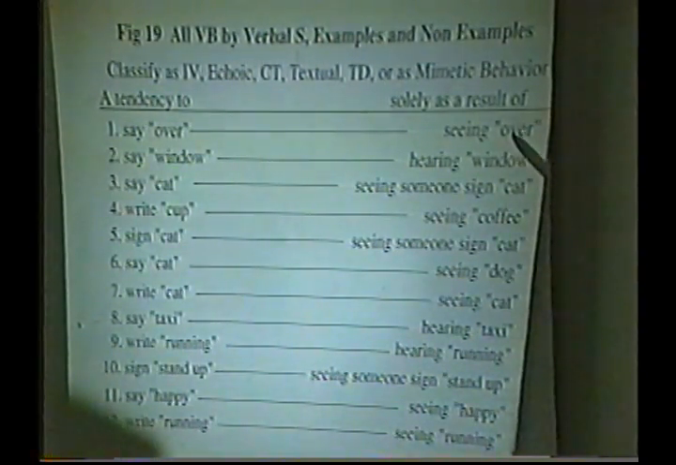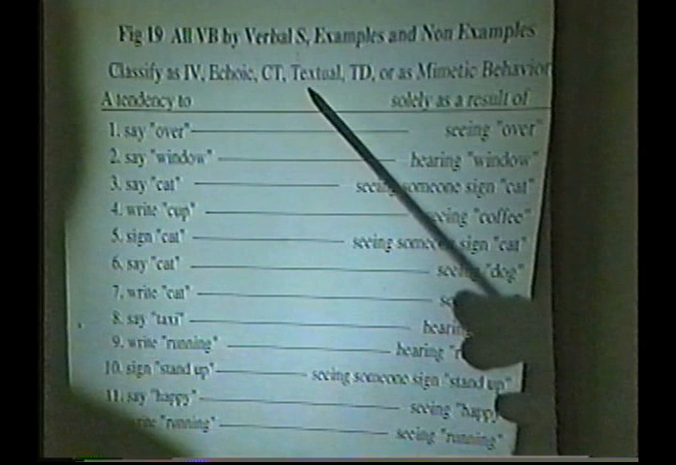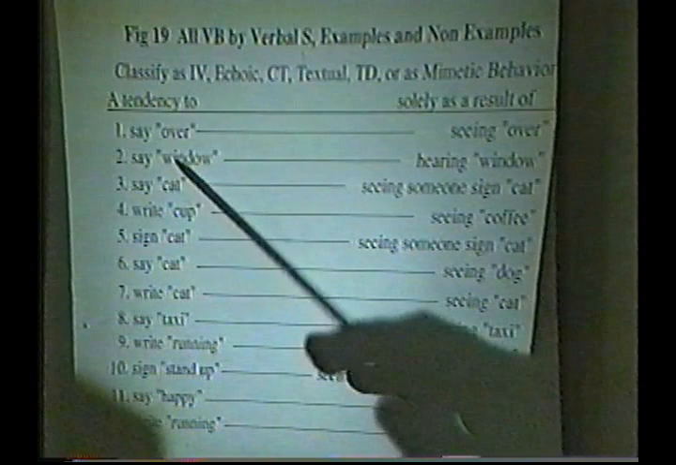Well, the stimulus is visual, the response is vocal. They are not in the same sense mode. The stimulus and the response product are not in the same sense mode, so that constitutes textual behavior. Say over as a result of seeing. You see the written word over, and you say over. That's reading out loud. To say window as a result of hearing window.